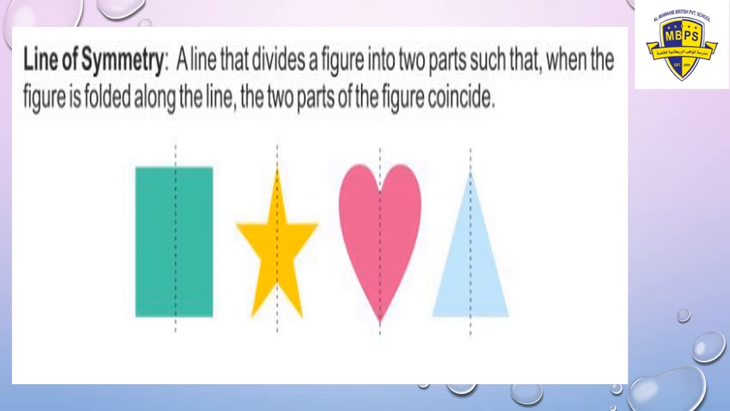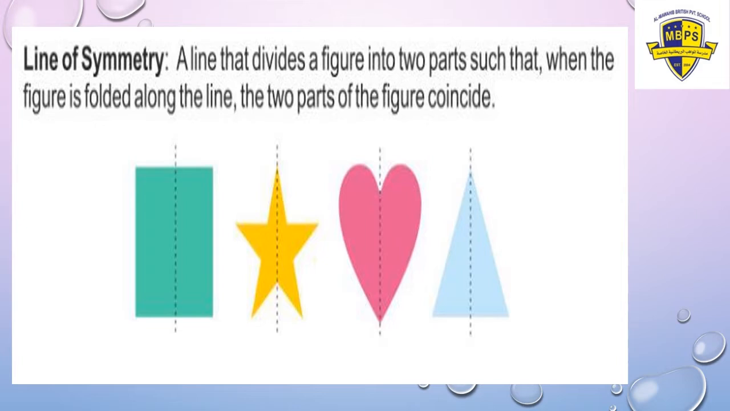Now students, let's see what is the meaning of line of symmetry. If you look at the shapes given on this slide, you can see that there is a line which is drawn in the middle of the shape, and both the sides are the same. Alright, so let's see what is a line of symmetry. A line that divides a figure into two parts such that when the figure is folded along the line, the two parts of the figure coincide.